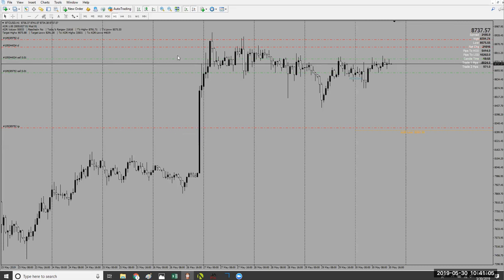Okay, now as far as the XRP pattern, I can see it right here. Here's the rally. The rally is right here.